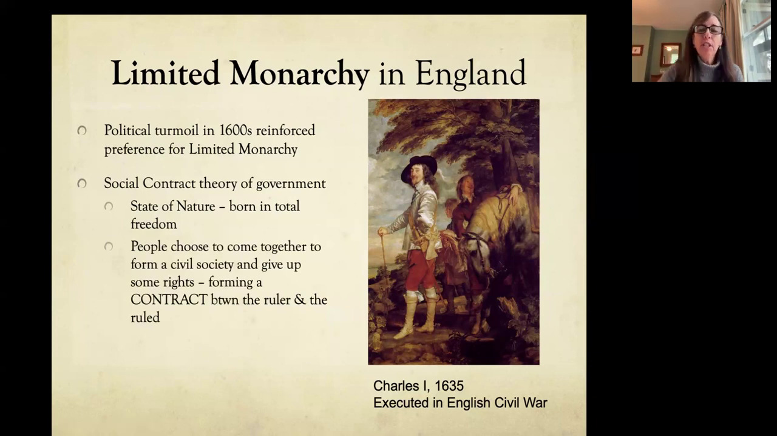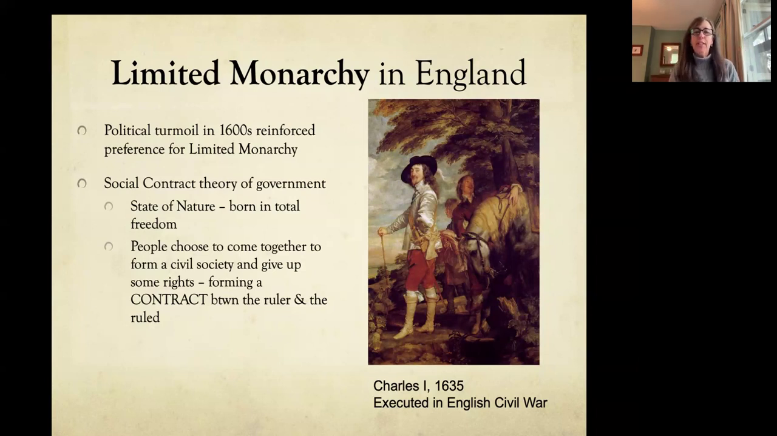So they say people choose to come together, right? They're going to form a civil society, and they're going to give up some rights, right? Because I can't live in total freedom. If I'm a cave person, I can steal whatever I want, take whatever I want, cut down whatever tree I want, plant whatever I want, kill whatever I want. But now if I'm living together in a community, I'm not going to be able to do everything I want the minute I want to do it, right? But I'm going to get some benefits from that. I'm maybe not going to be killed randomly, right? My tree is not going to get cut down by my neighbor, once we have the rules.